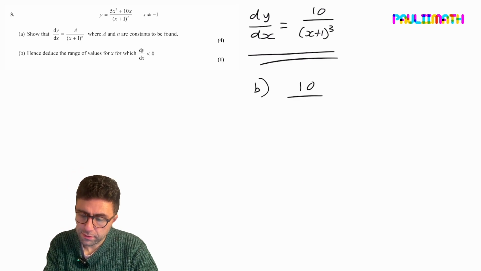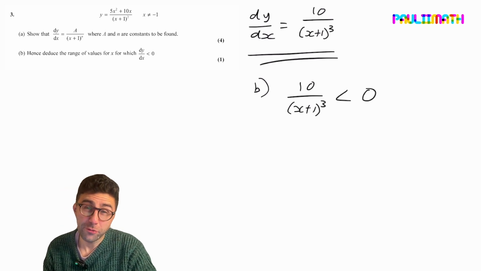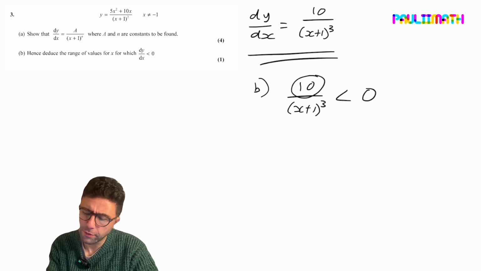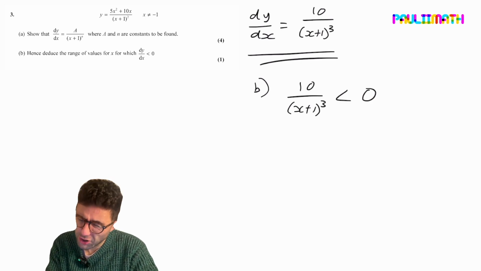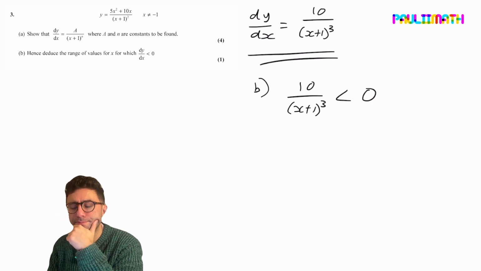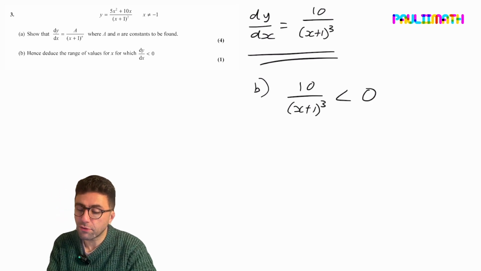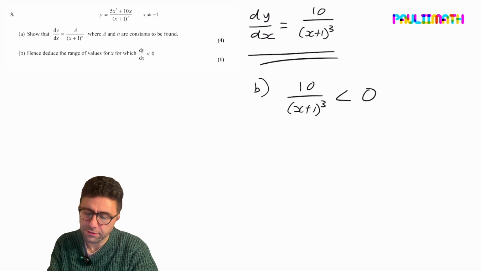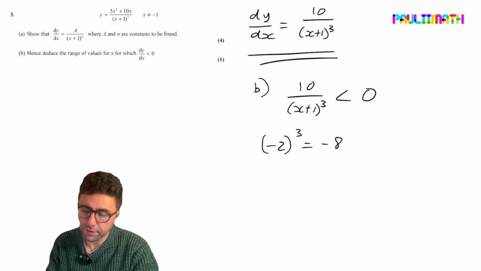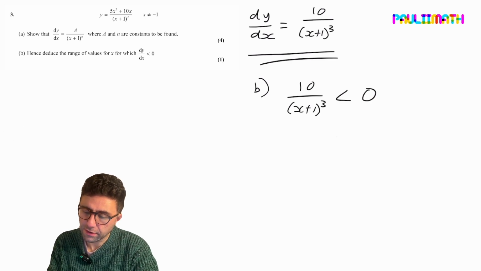Well, trying to solve for this, only one mark. More a thought process rather than detailed computation. It's a positive number on top, and it's a cube number on the bottom. Now, when's a cube number going to be less than 0? A cube number will be less than 0 if it started less than 0, like minus 2 cubed is minus 8, for example. So it needs to be negative to start with.